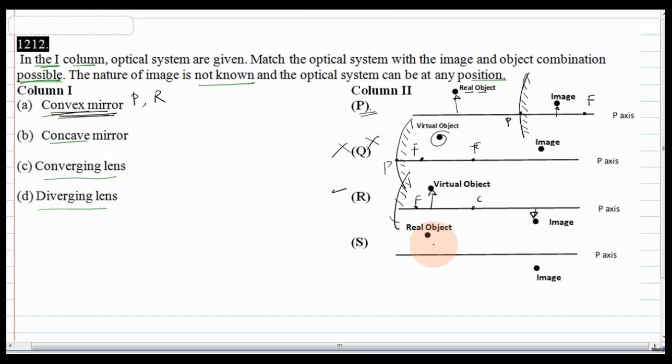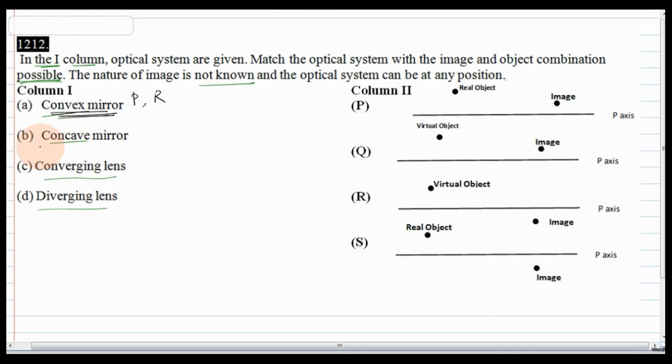Again for option S, there is a real object. A convex mirror never forms an inverted image for a real object, so this option should not match with A. So for option A, P and R are matching. Now similarly you can deduce which options are matching with B, C and D. Let me solve this for you. First let us rub out these positions of the convex mirror. Option A was matching with P and R.